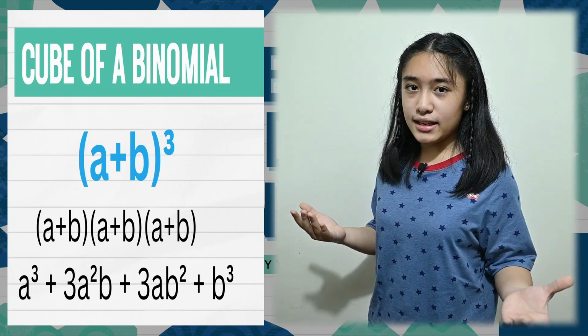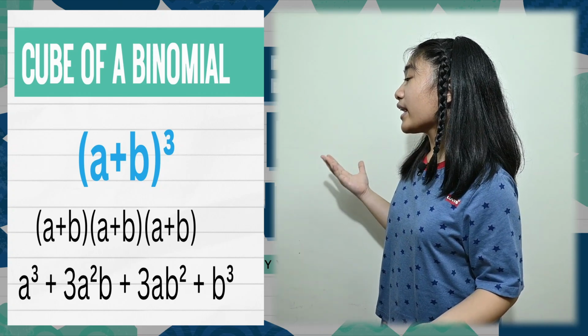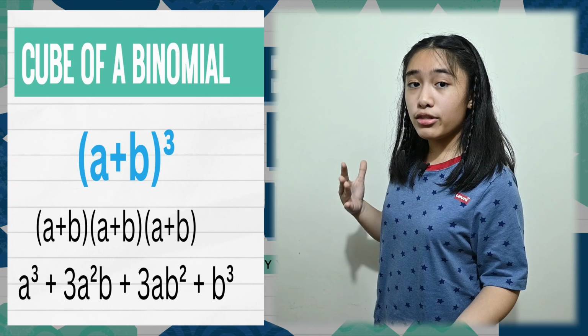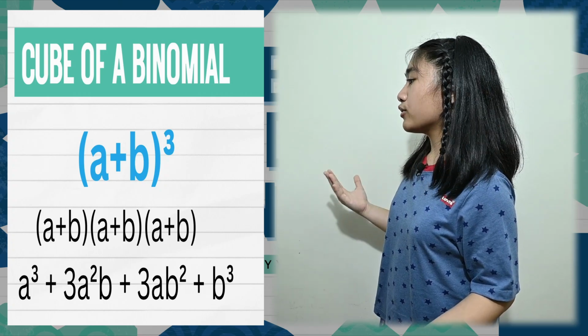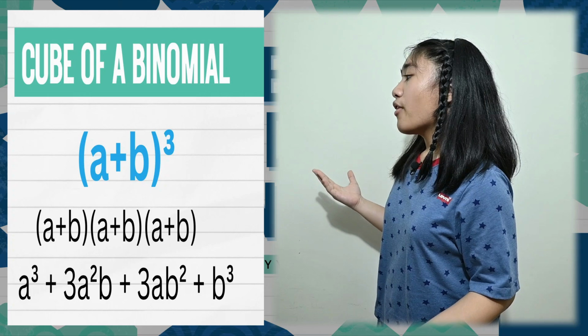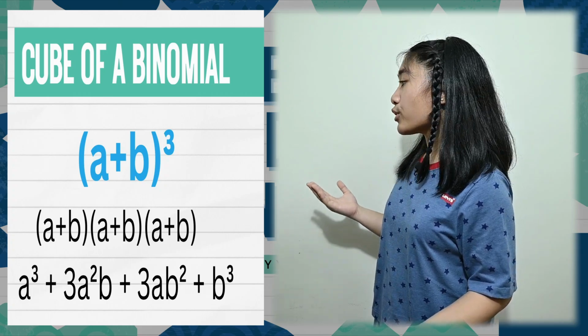To further explain this, we must first find A cubed. Then, find the product of the first term squared by 3 and multiply it to the second term. Find the product of 3 and the first term, then multiply it to the square of the second term.